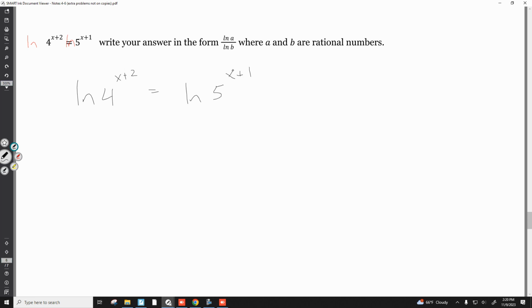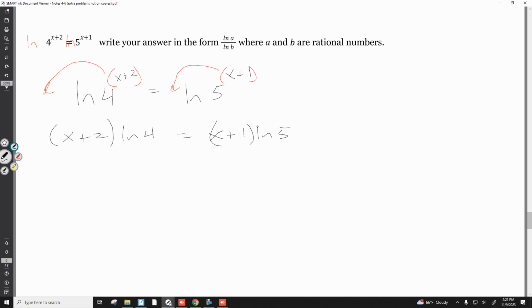Yes, Schreiber, you could do that. And I'll show you a different way to do it, but it ends up being just the same in terms of its complicatedness. We can take the power and bring it down. We have x plus 2 times the natural log of 4 equals x plus 1 times the natural log of 5.